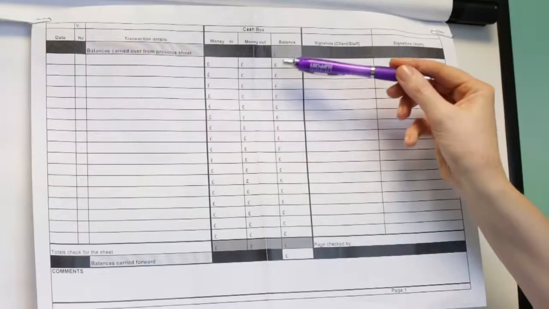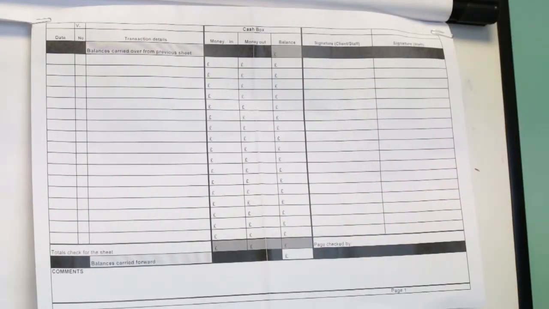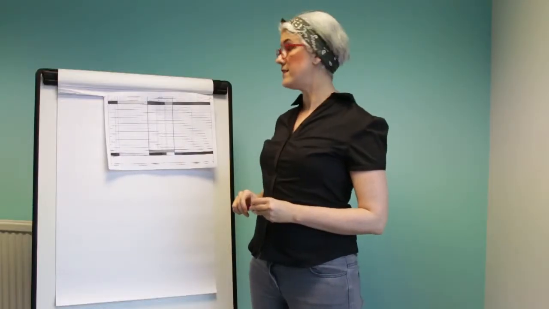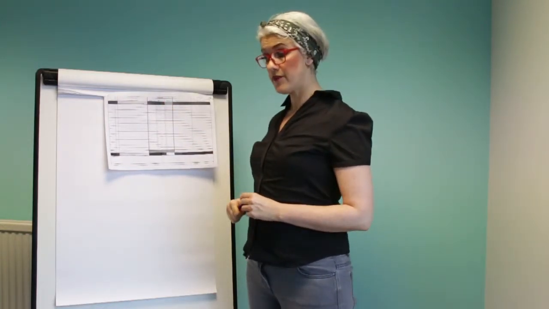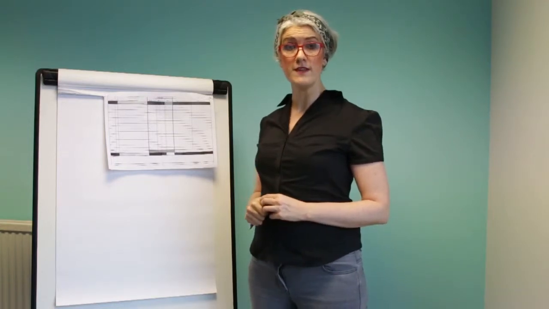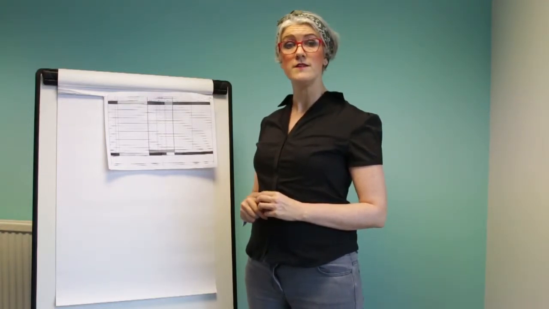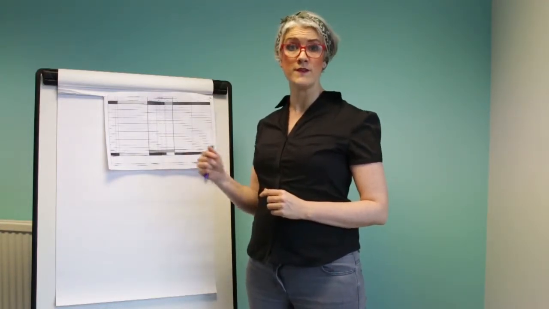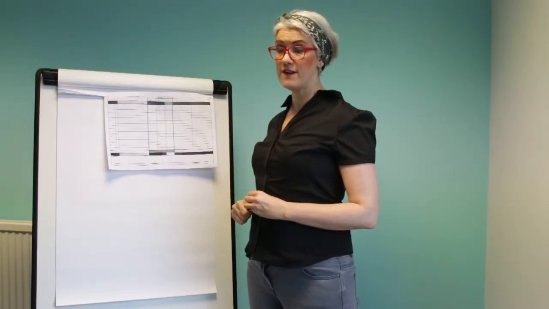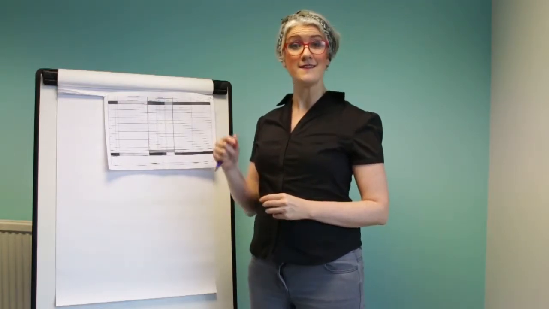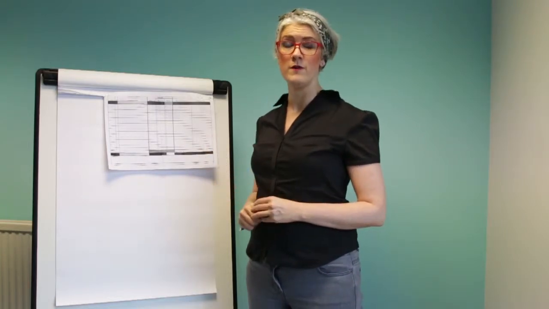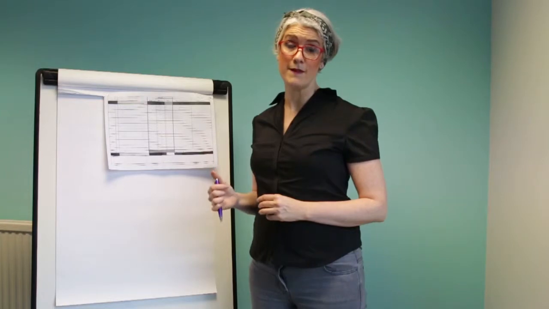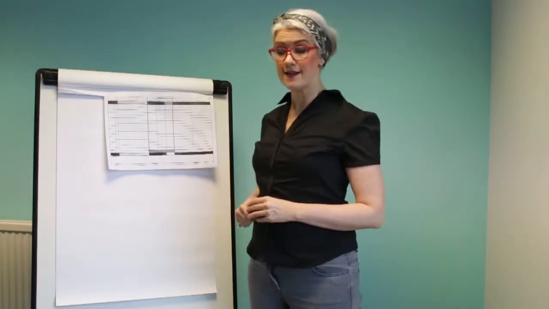Next, we're going to record the actual money removed from the fund. This will go in the money out column. You record the whole amount of money. For example, if it's £20, it's 20.00. If it's 50p, then it's 0.50. It should be recorded in pounds and pence so that it can't be amended or misinterpreted at a later date.